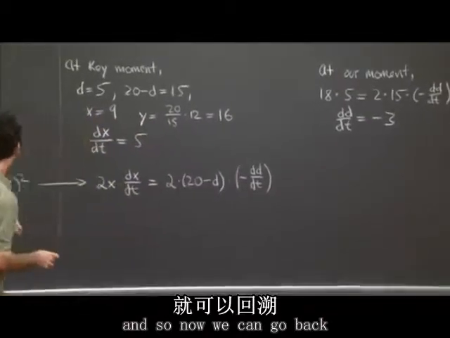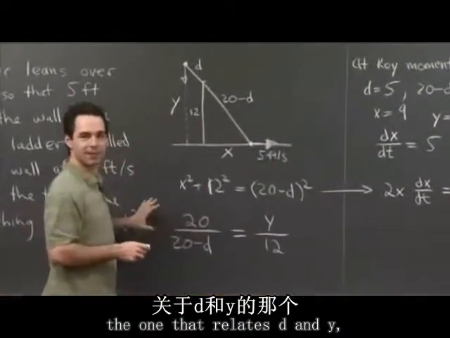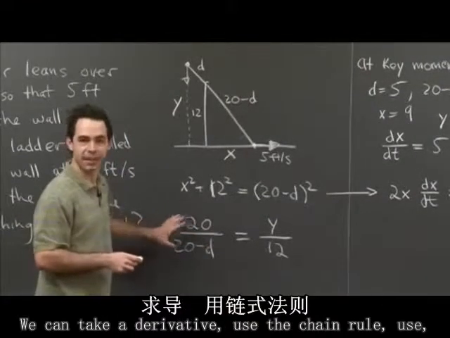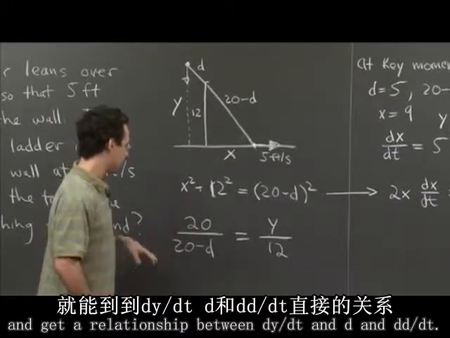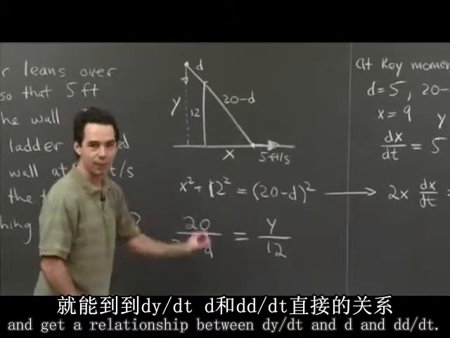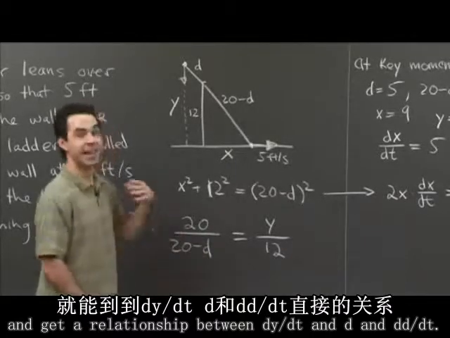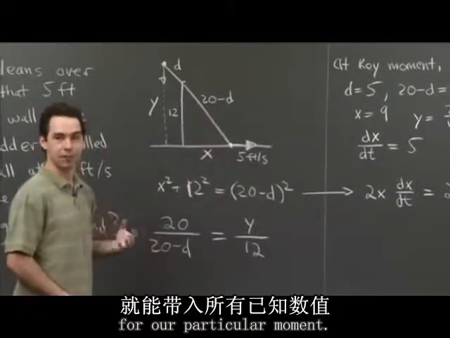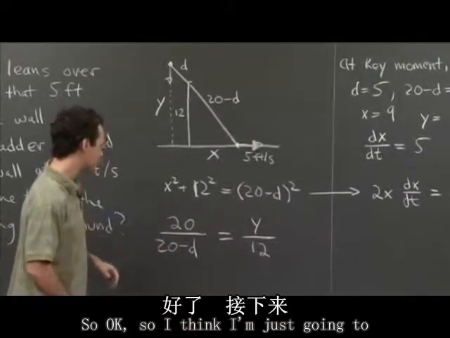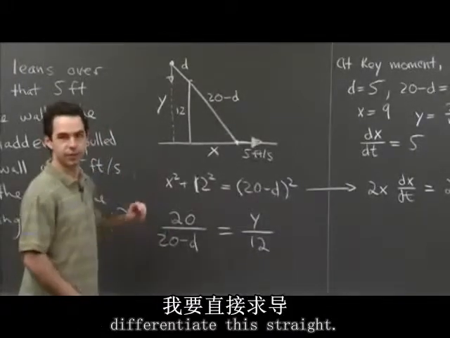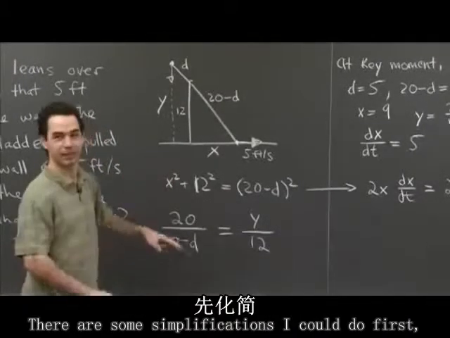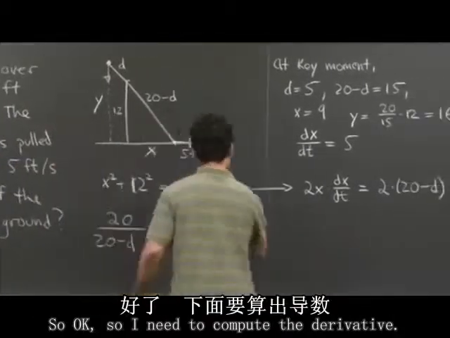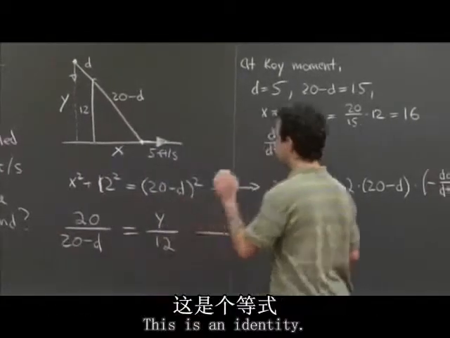And now we can go back to the second relationship we have, the one that relates d and y. We can do the same thing here. We can take a derivative, use the chain rule, and get a relationship between dy/dt and d and dd/dt. Then we'll be able to plug in all these values we have for our particular moment. I think I'm just going to differentiate this straight. There are some simplifications I could do first, but it'll work fine if we just do it straight. This is an identity, so I can take its derivative.